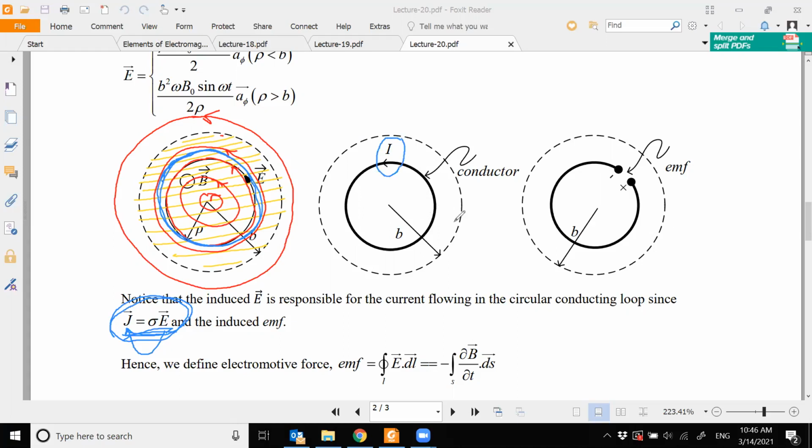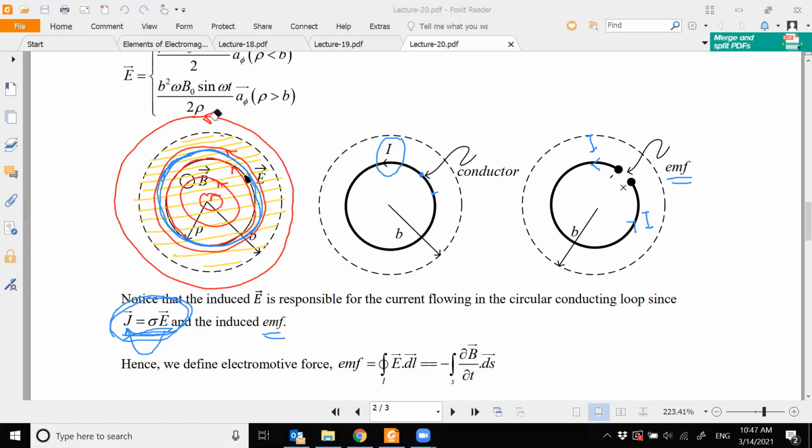Or if you say an EMF will be developed, an EMF, electromotive force. How? If you cut this wire like this and put a voltmeter here, then you will see a voltage being created. And that is called the EMF. And how to find the terminals of the EMF? First, identify the direction of the current. And then, once you know the direction of the current, you will find the terminals. So how? Once you cut, the entering is positive and the leaving is negative. This is called EMF, electromotive force.